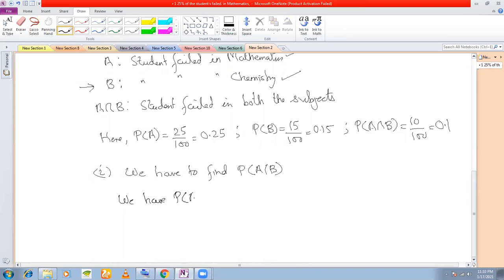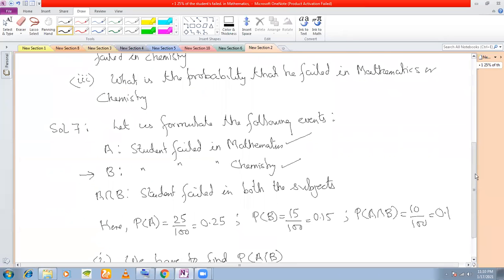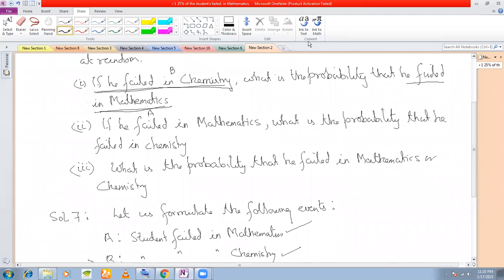P(A given B) is equal to P(A intersection B) divided by P(B). And P(A intersection B) is 0.1. And what is P(B)? 0.15. So this is 10 by 15, which is 2 by 3. That's it. Now try solving the other two also. I will show this to you tomorrow. And one more problem from conditional probability.